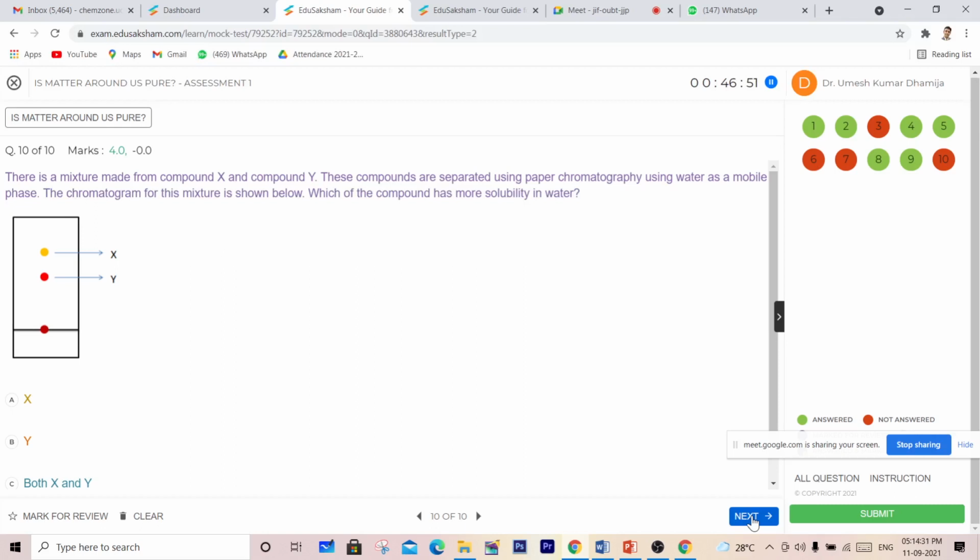Do you know what is chromatography? Yeah, it is moving more. It is moving in the aqueous medium more. Getting me?